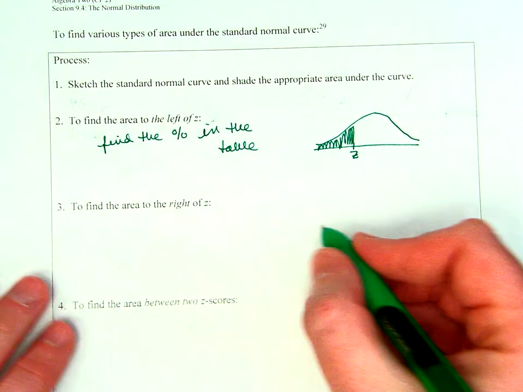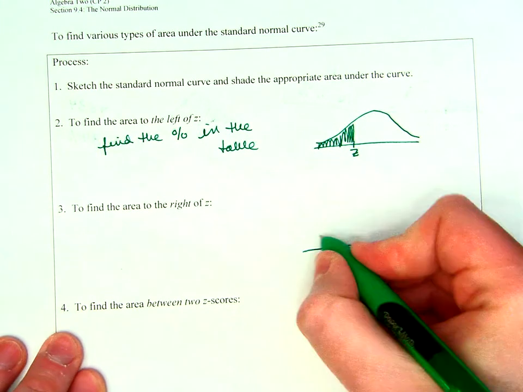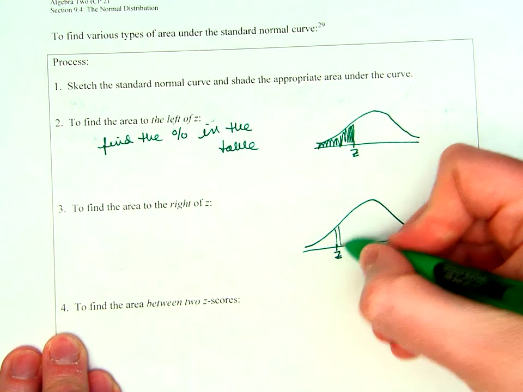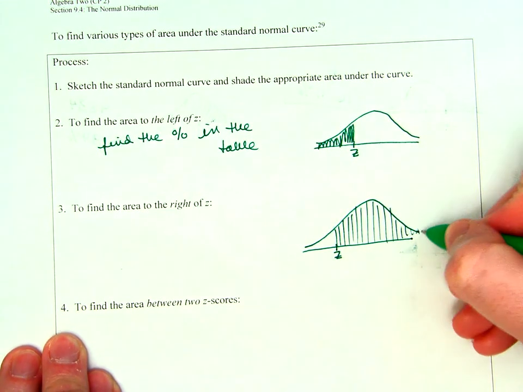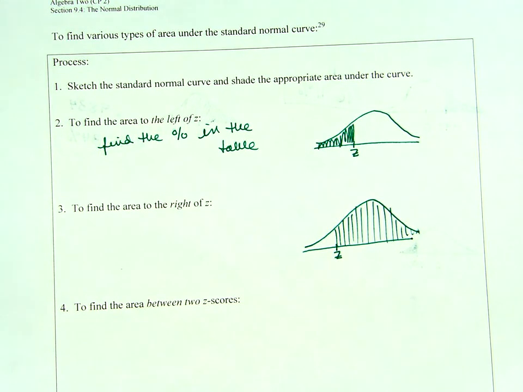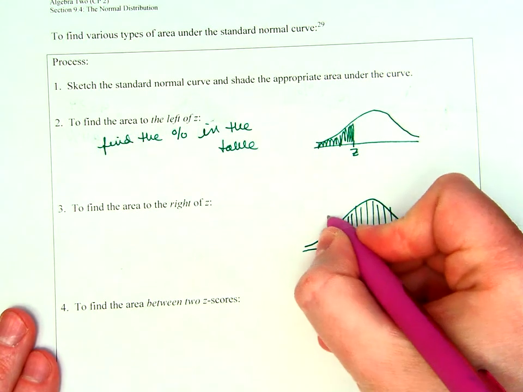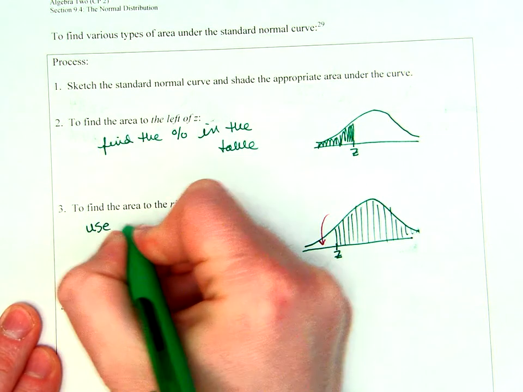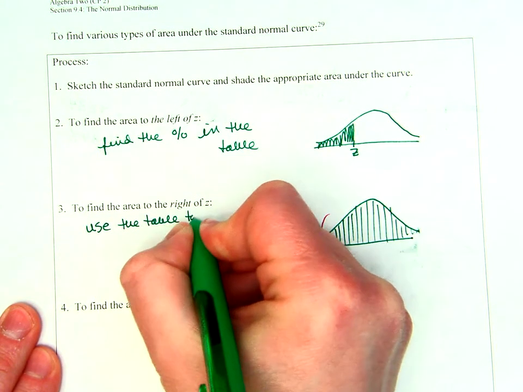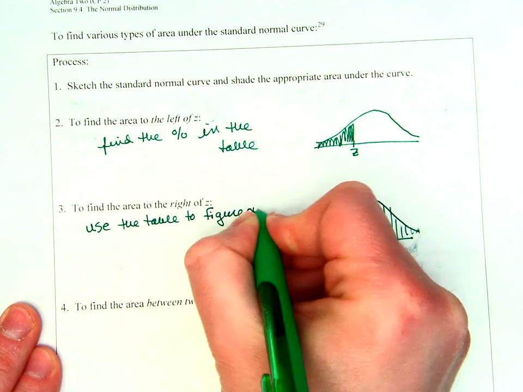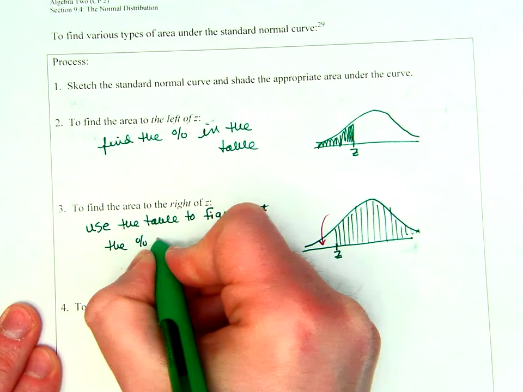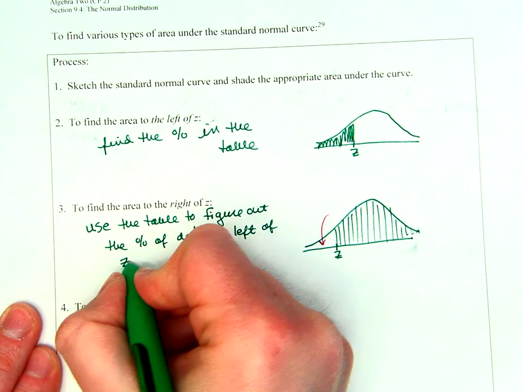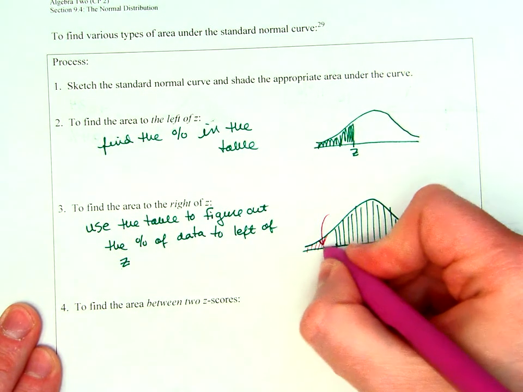To find the area to the right of a particular z-value. Let's say I want to figure out this area over here, what percent of data is over there. Well, I can use the table to figure out what percent of data is to the left of the z-value. I'm going to start by saying use the table to figure out the percent of data to the left of z. So I could figure out this thing from the table.